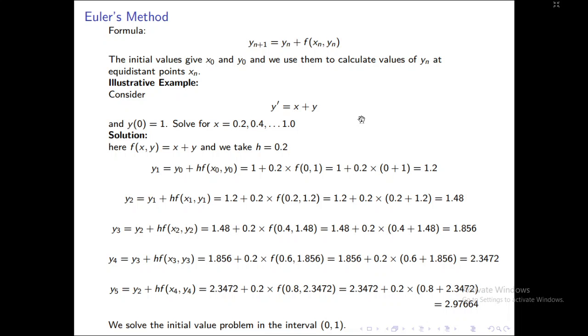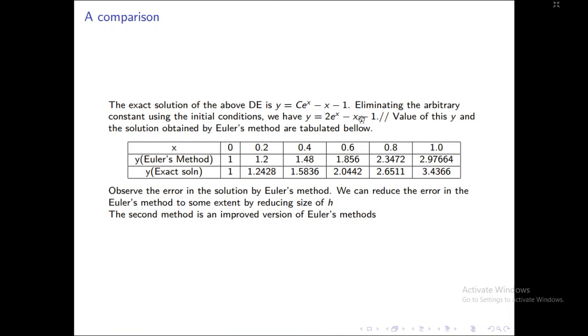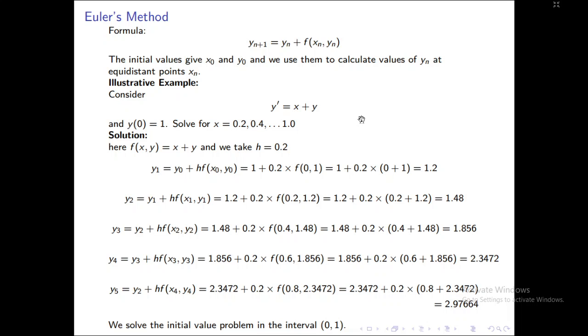1.0. So in other words, we are looking for a tabulated function in the interval 0, 1. And here the difference between two successive points is h equal to 0.2, and f of x, y is equal to x plus y. Here f of x, y is equal to x plus y and h is equal to 0.2.